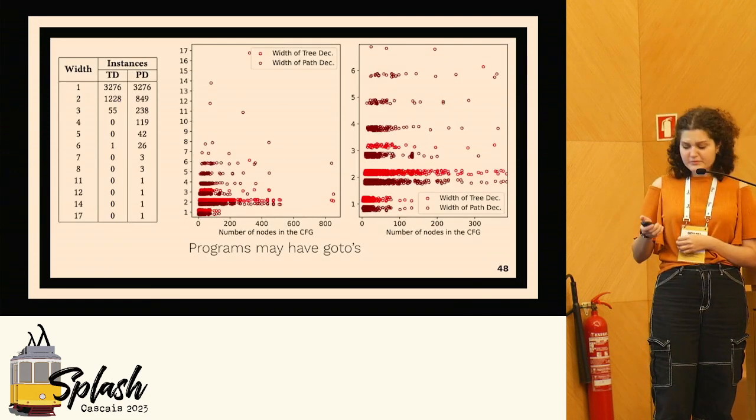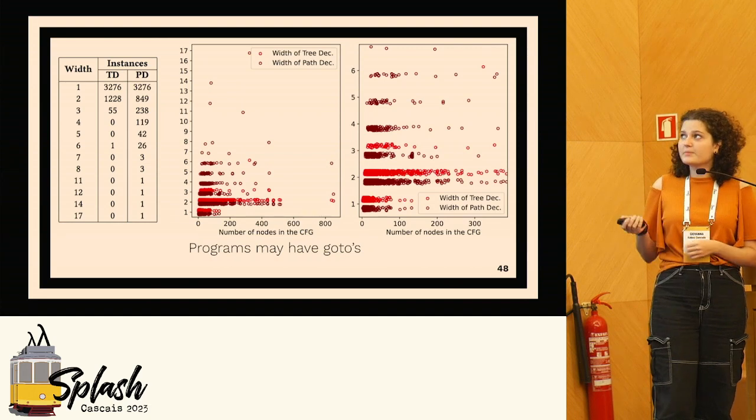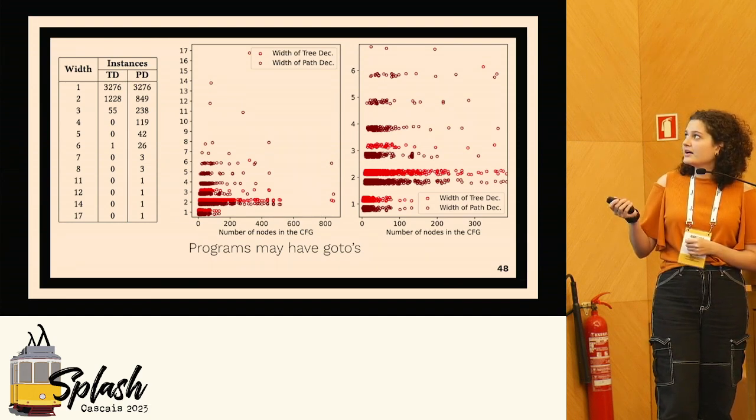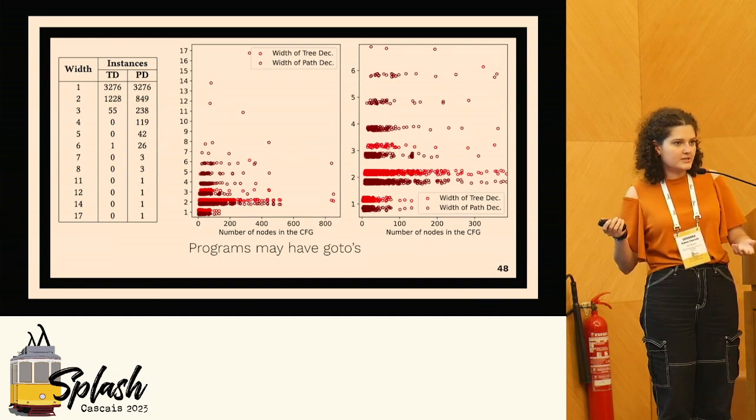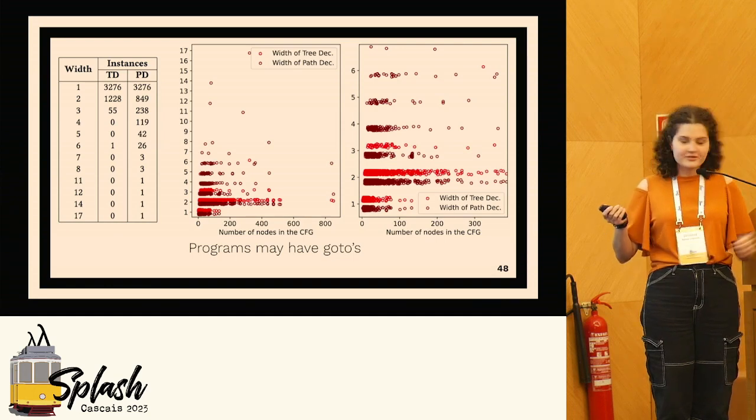And so this is going to be the width of the tree decompositions and the path decompositions found. The lighter red ones here are the tree decompositions. And as you can see, the tree decompositions are smaller. That's expected. That's how things work.